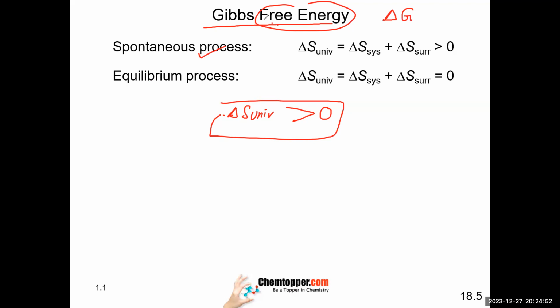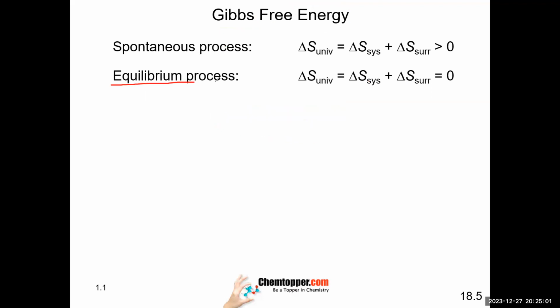So let's see how. We're going to define this Gibbs free energy in terms of system and surroundings. So let's talk about an equilibrium process. A is in equilibrium with B. What does it mean? It means the reaction is spontaneous, going from A to B and is also going from B to A. In this process, delta S universe becomes zero because the reaction is going equally in both directions. So for the equilibrium process, universe entropy is zero. Is it okay?